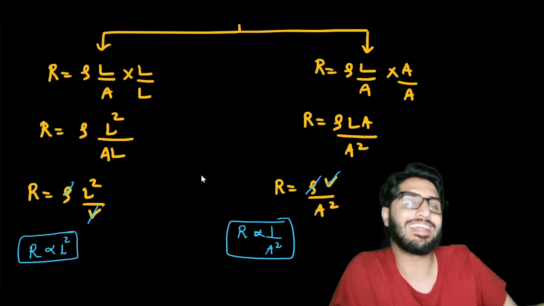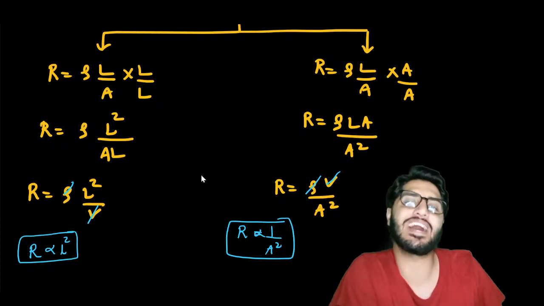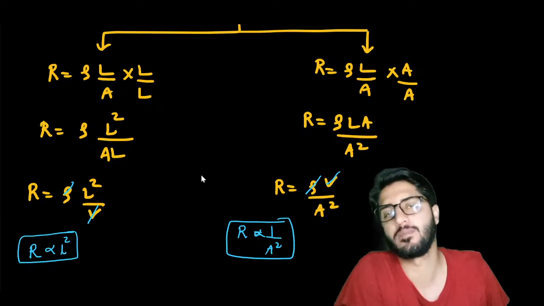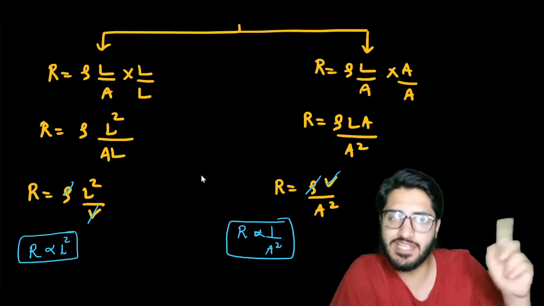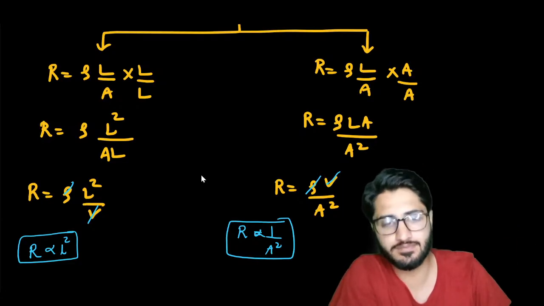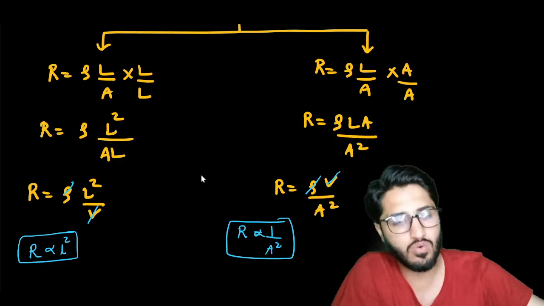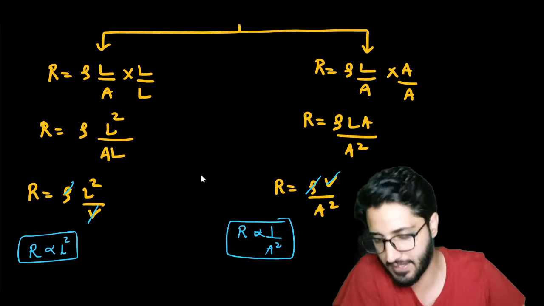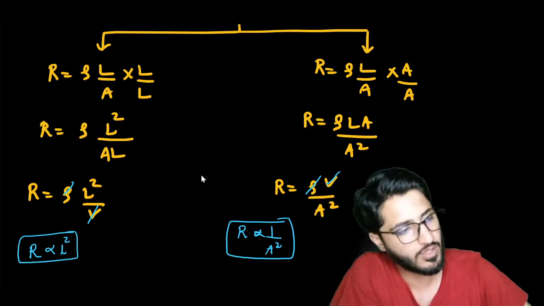Suppose my length changes, which formula do I need to use? Sir, I will use R is proportional to L square. If my area changes, then I will use R is proportional to 1 by A square. So how do we use this in my numericals now?